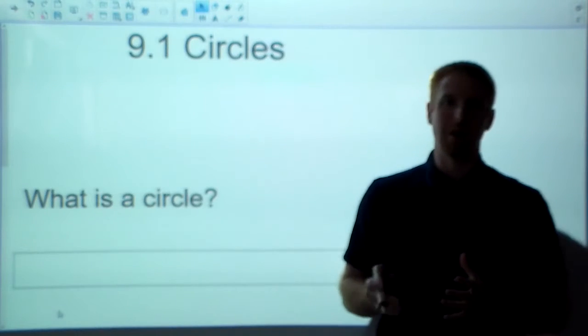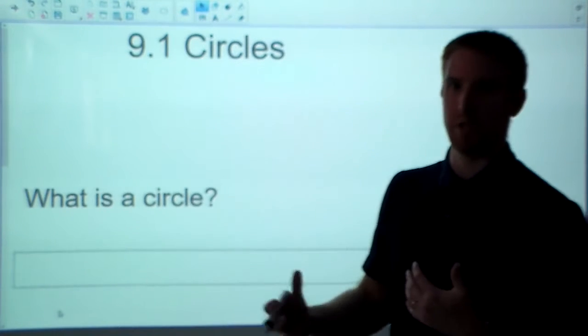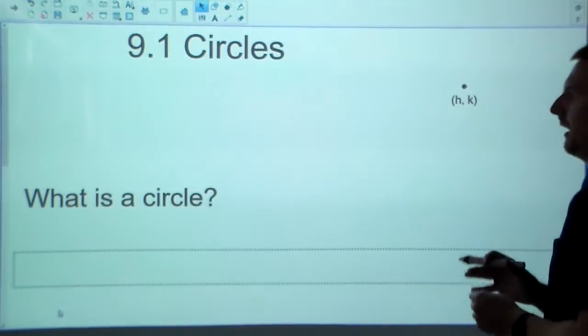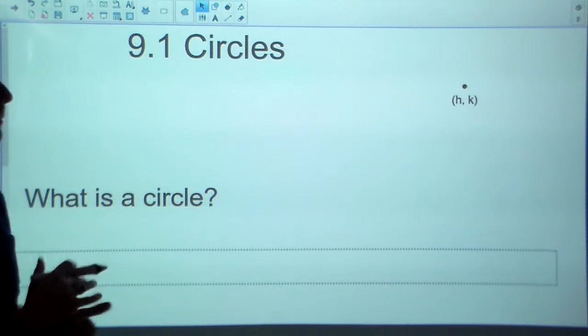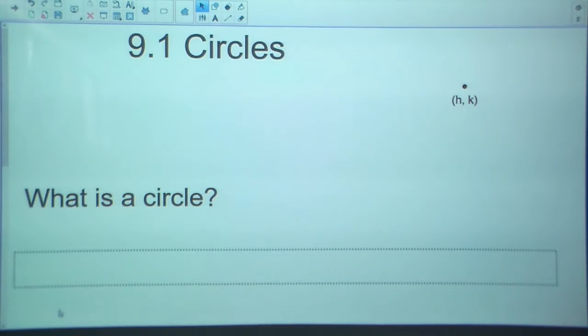Going to start chapter 9 by revisiting something we did back with the trig stuff, and that's circles. So a lot of this stuff's going to be similar to the stuff you've already done before, just a little more background to it. So first up, what is a circle?